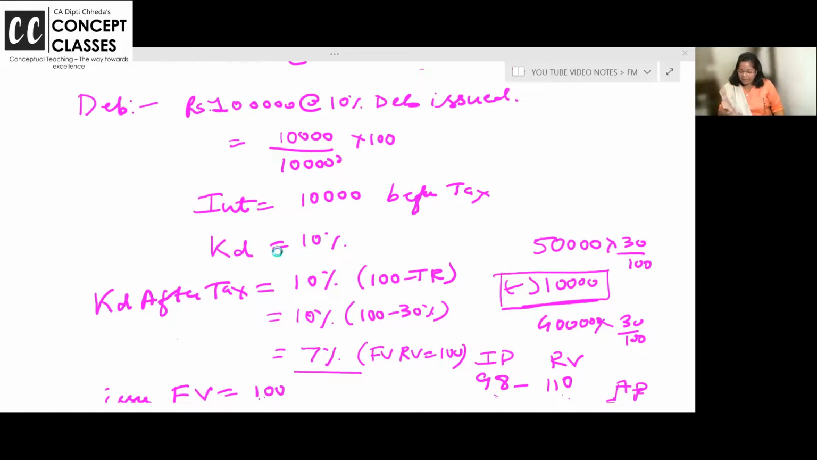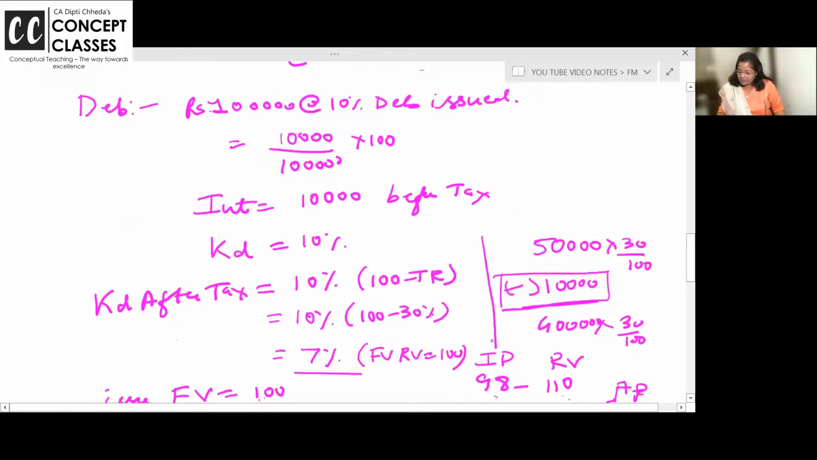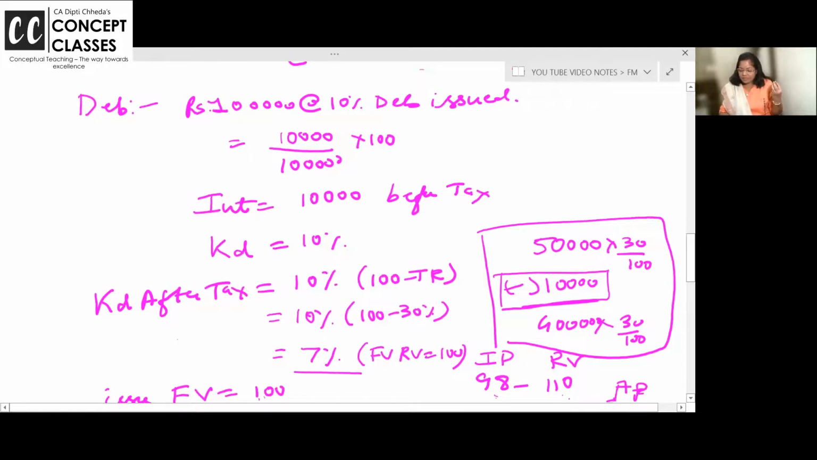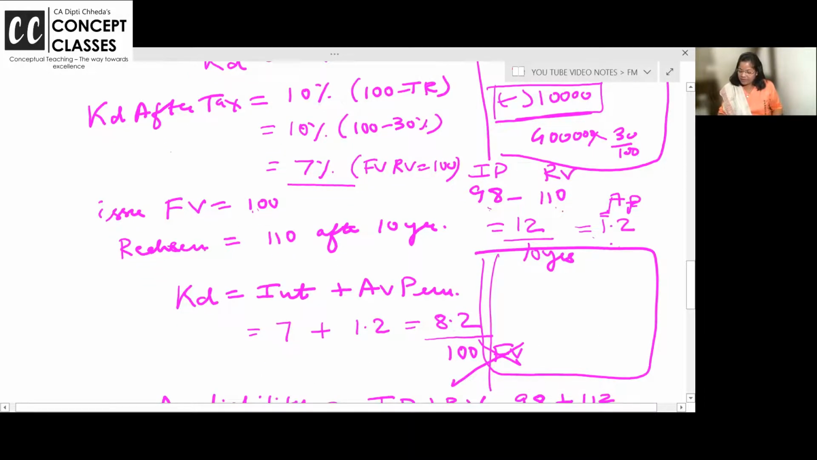One lakh, 10% interest, so it is 7%. This was extra, sorry, please don't get confused. So the income of the company was 50,000. But if they pay 10,000 interest, now it's 40,000. So interest is allowed as expense. Interest is allowed as expense.